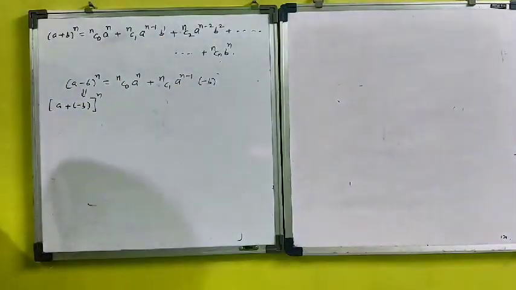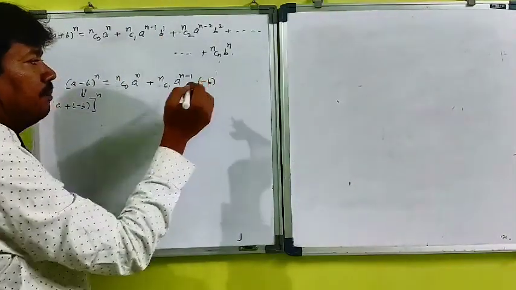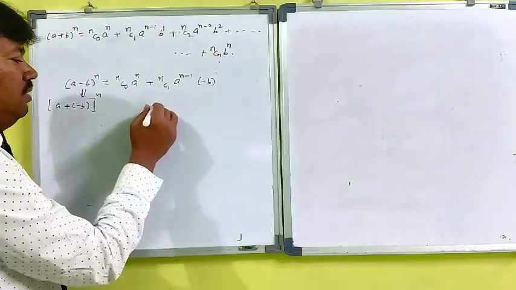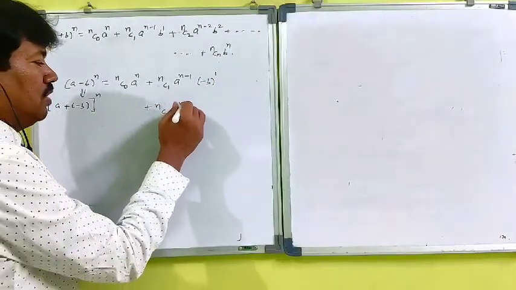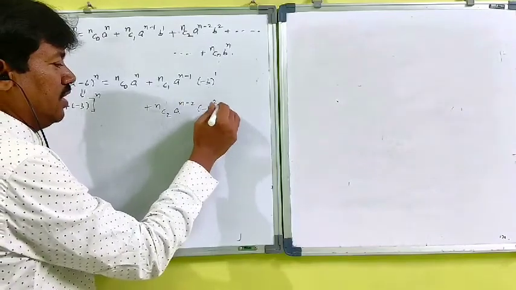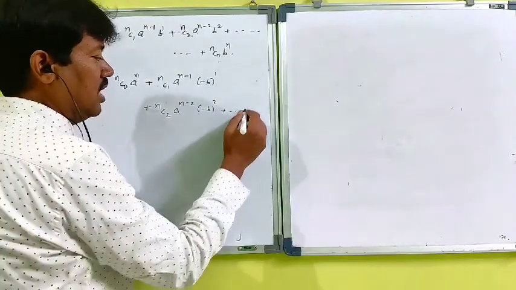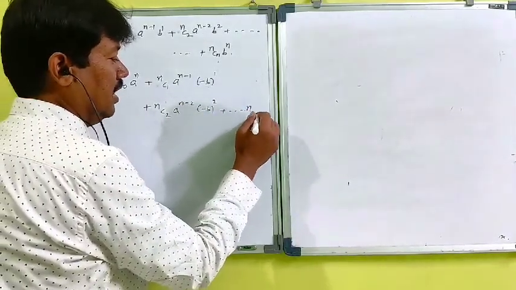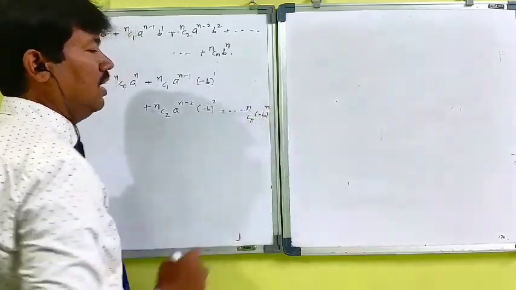Minus b. The rest is same. So because of that, what happens? The next term will be what? nC2 a raised to n minus 2 minus b square and so on. So the last term will be what? nCn minus b raised to n.